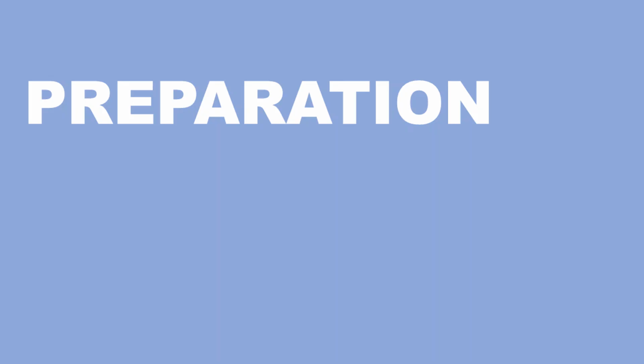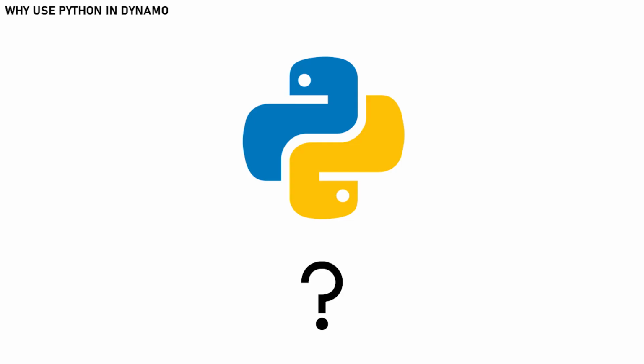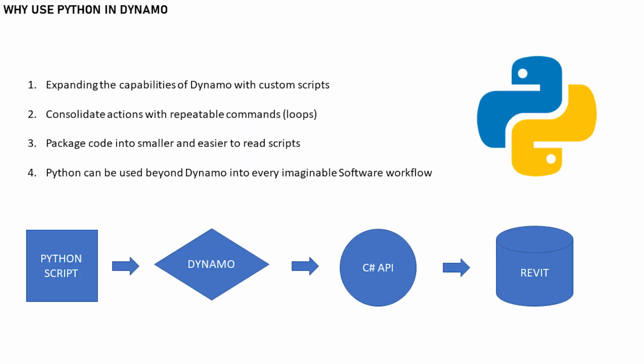Okay. Preparation. Why use Dynamo Python? I'll talk a little bit about the value of using Dynamo Python. One of the things Python's really good at is simplifying code. It's meant to be easy to read and can consolidate actions with repeatable constructs like loops and conditional statements, which pretty much any programming language can do. The beauty of it in Dynamo is it can go a long way to consolidate your Dynamo script, and provide access to the API.